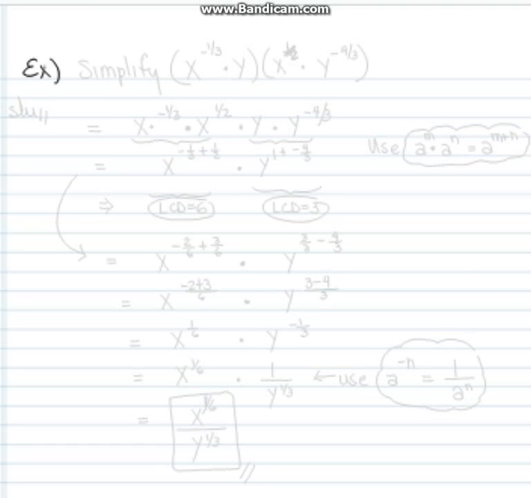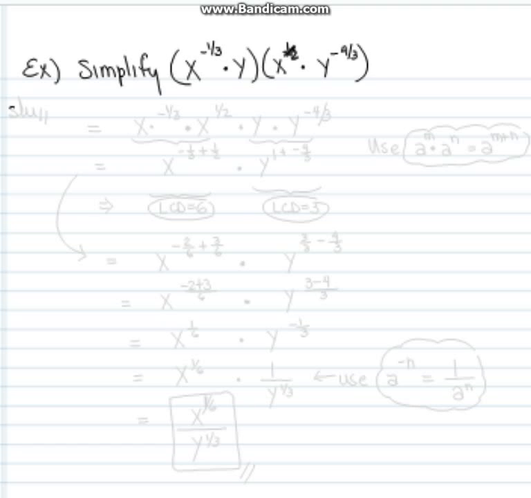Okay, the example here asks us to simplify x to the negative 1/3 power times y, and multiply all of that by x to the 1/2 power times y to the negative 4/3 power.